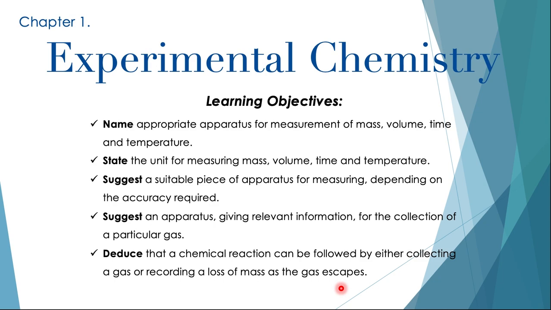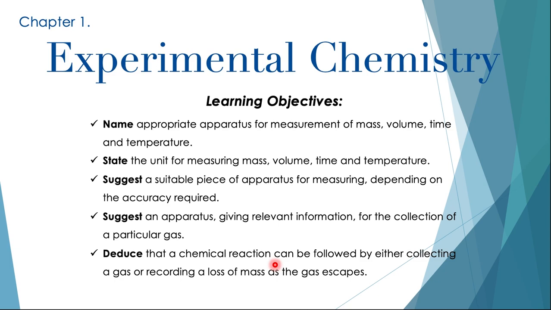So, basically, what are the apparatuses we use for measuring mass, volume, time, and temperature of either gas or liquid or solid? How we can record the change in mass or the change in volume. We're going to learn the units for measuring these quantities, to name appropriate apparatus for measurement of these physical quantities, and to suggest a suitable piece of apparatus for measuring depending on the accuracy required. So these are the learning objectives in this course. Without further ado, let's get into it right away.